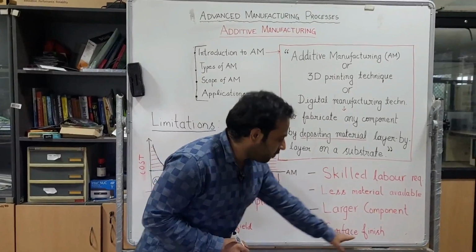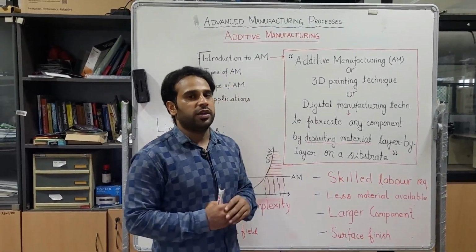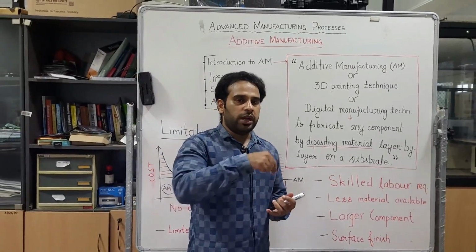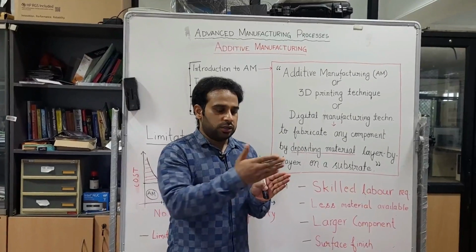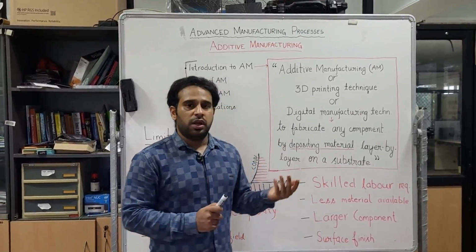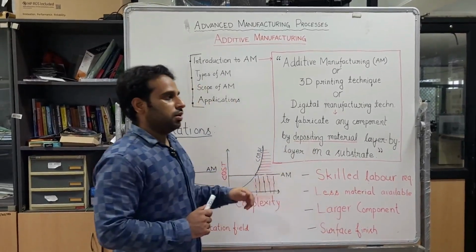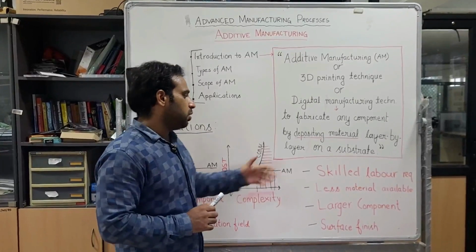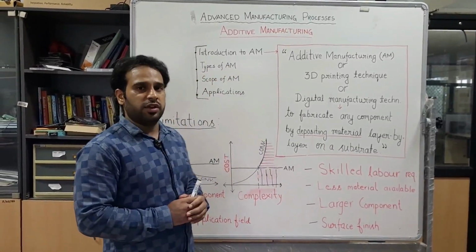Apart from that, surface finish is also a limitation of additive manufacturing in the current scenario. If we produce a component by additive manufacturing, it is a layer by layer deposition technique. Due to that, the surface finish of the component is not as fine as what we achieve in the conventional approach. So these are several limitations which we continuously encounter in these kinds of applications, with continuous research and development in the field of additive manufacturing.